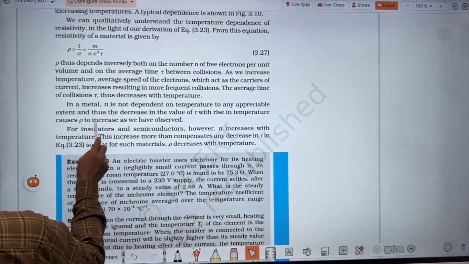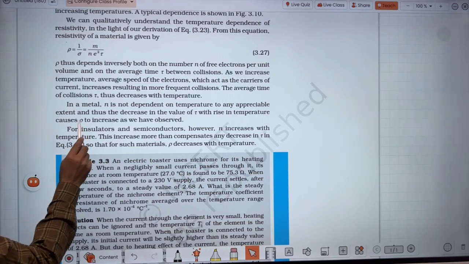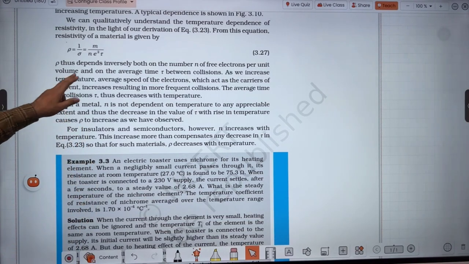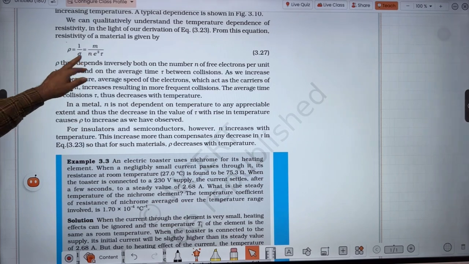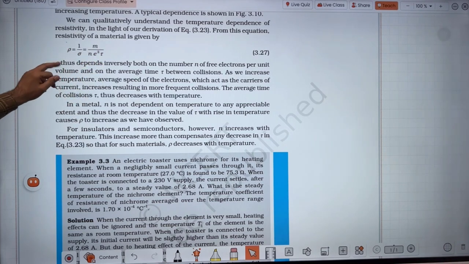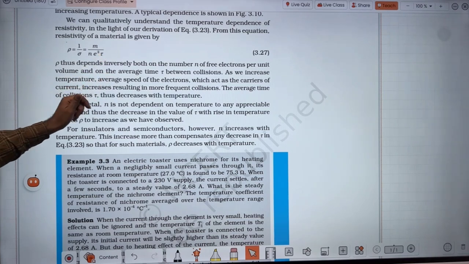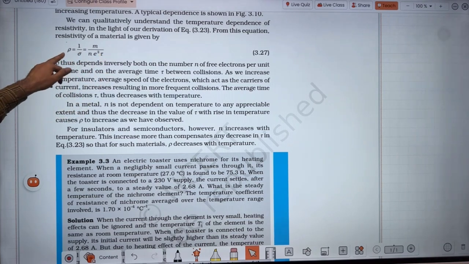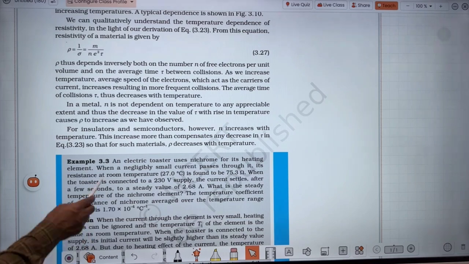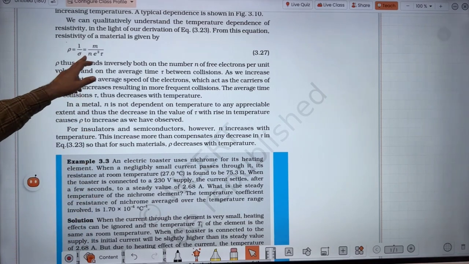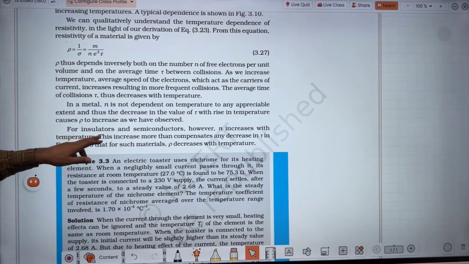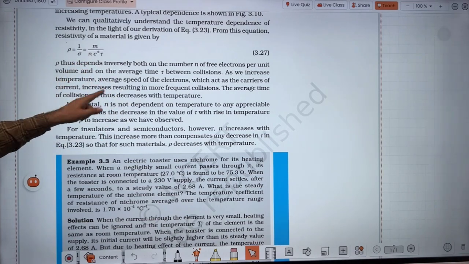In case of metals, with increase in temperature, the number of collisions will increase. So what will happen to rho? If the number of collisions increases, this tau will decrease, causing rho to increase. But in case of insulators and semiconductors, it depends on the number n also. In that case, the situation will be just reversed.